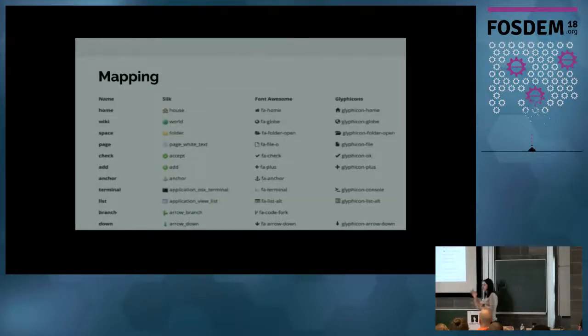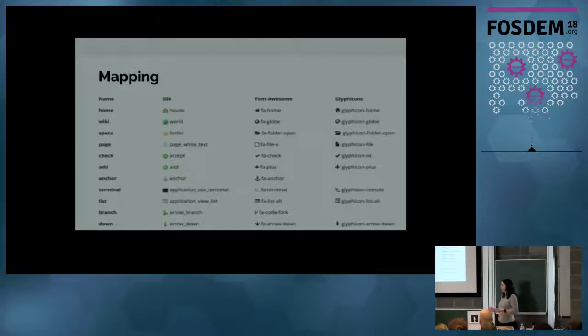Okay, and the second part of an icon theme is doing the mapping. For the mappings, we have about 250 names that should be defined by all the sets. So for example, if you want a home icon, in Silk it should be house, or in Fontawesome it's home. But in your code, you just write home, and depending on the mapping, it will know what icon or glyph to bring.